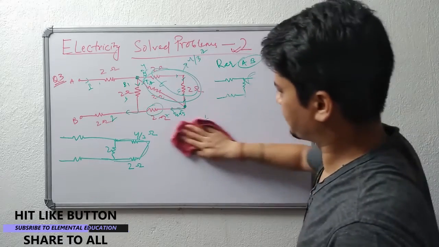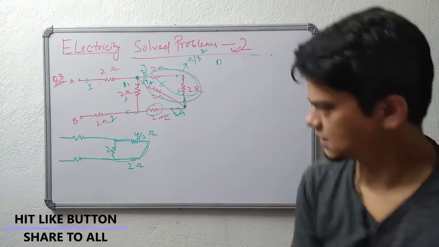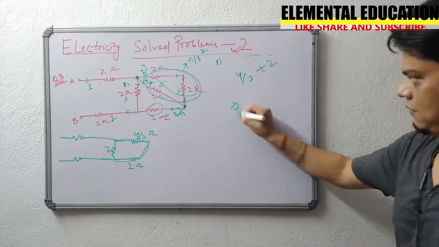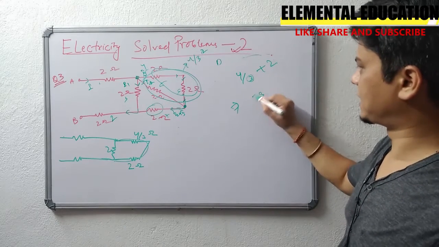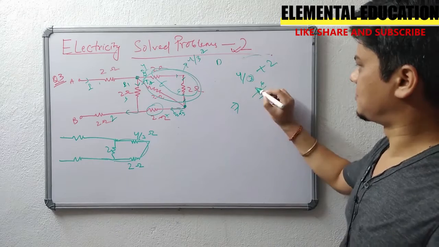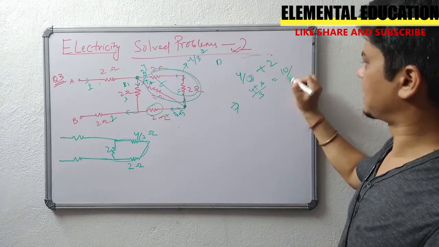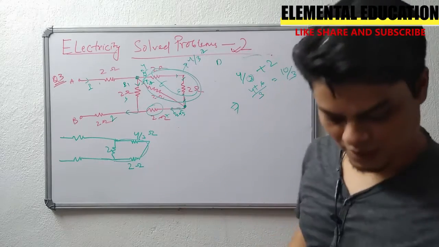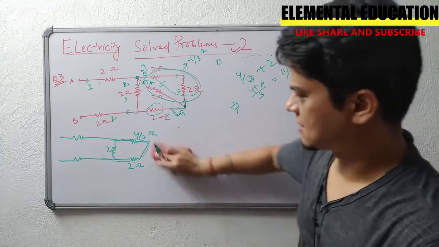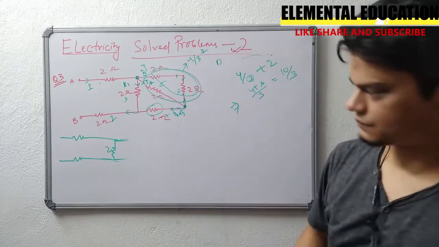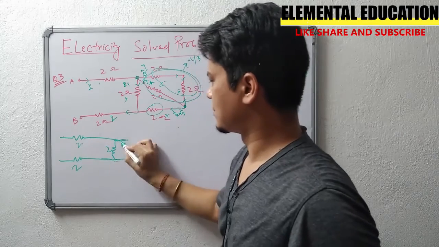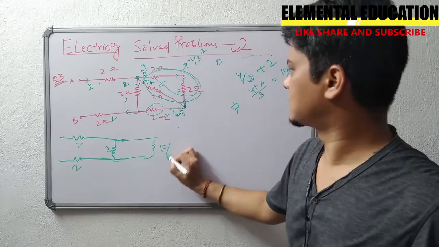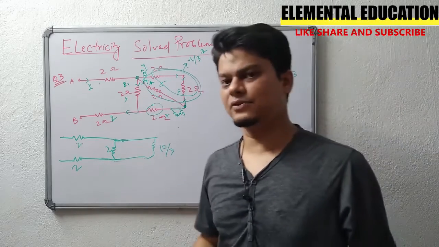Now see, this 4 by 3 with 2, 4 by 3 plus 2, what is the value? 3 in the denominator, 6 plus 4, that is 10 by 3. So this 10 by 3 is in parallel with 2 ohm. Now what will I do? I will remove this. This is 2, this is 2, this is now 10 by 3. 10 by 3 is in parallel with 2 ohm.